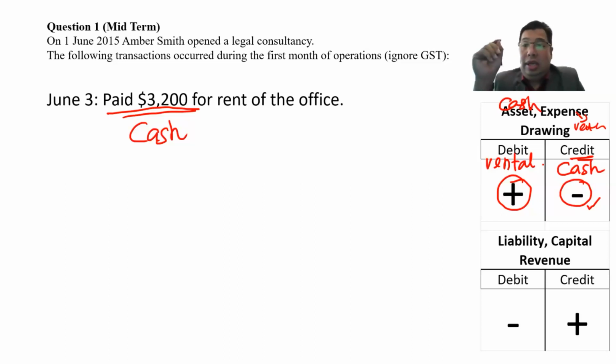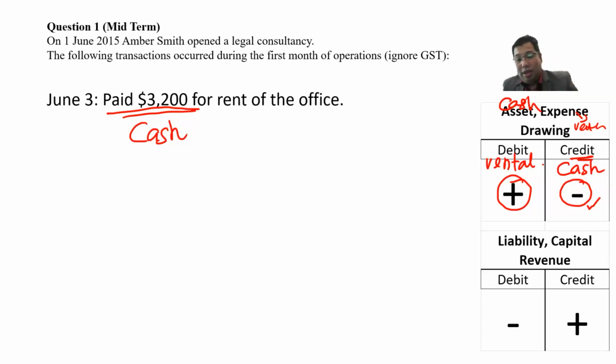Can you guess what will be the journal entry for this transaction? You're going to debit rent, you're going to credit cash. MashaAllah. Very good. You're all very good.